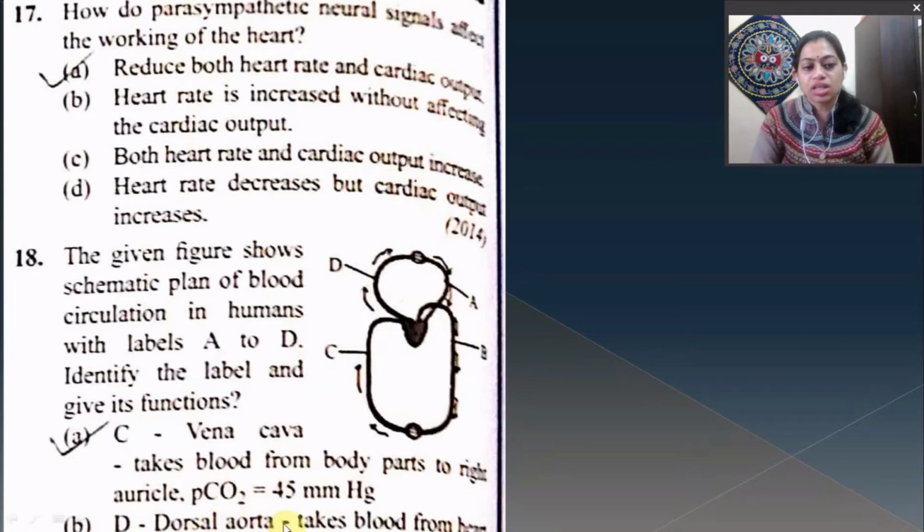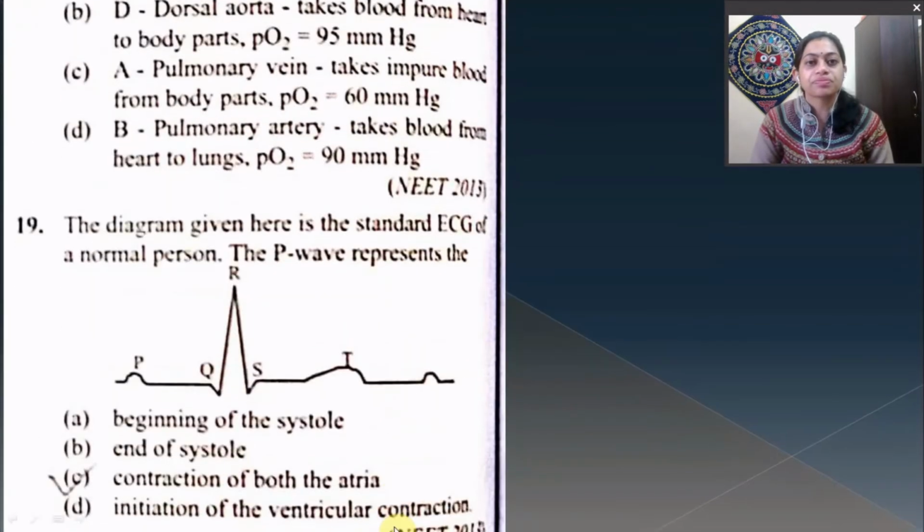D is the dorsal aorta, takes blood from heart to body parts, this is wrong. And A, pulmonary vein takes impure blood from body parts, this is also wrong. And number B, pulmonary artery takes blood from heart to lungs, this is also wrong. And along with this you also have to check the partial pressure of oxygen, right?